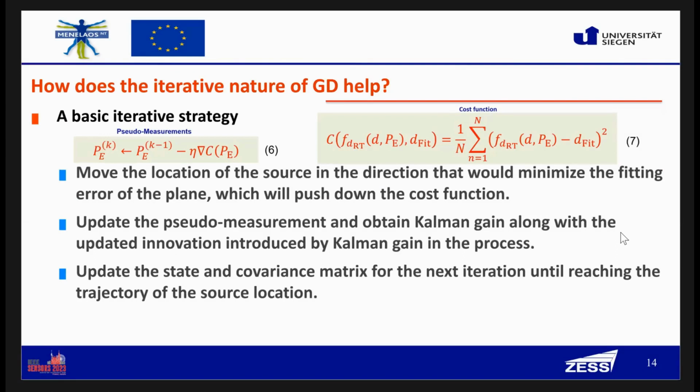And so in each step, we have the Kalman gain. Once the Kalman gain is updated from the previous measurements, it updates the covariance matrix, and from the covariance matrix and state matrix, we continue this until reaching the trajectory source location, what we get in that range.